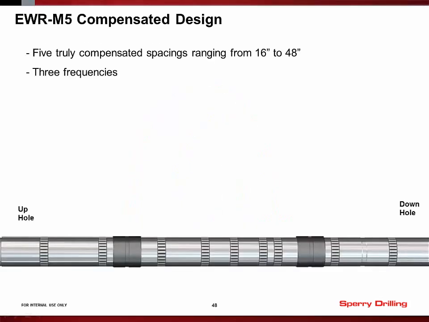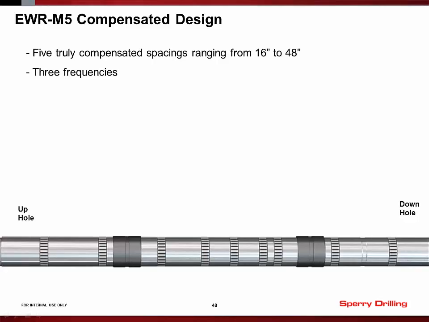Okay, the next tool is the EWR M5. This is a more advanced tool than the Phase 4 that I showed you just now. The main differences between this and the Phase 4 are that it has, firstly, more spacings. It has 5 spacings rather than 4. Also, each of the transmitters on the tool operates at 3 different frequencies. We have 2 megahertz, 500 kilohertz and 250 kilohertz firings, which gives us a lot more measurements compared with the Phase 4 and a much wider range of depths of investigation.